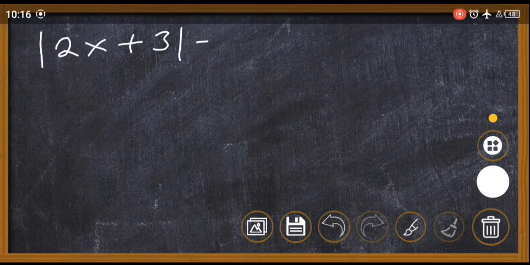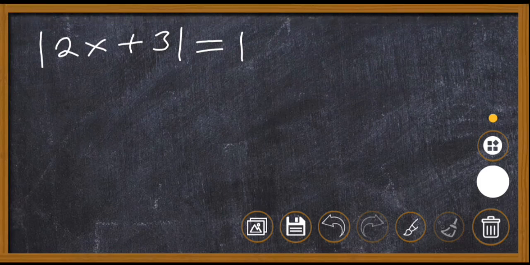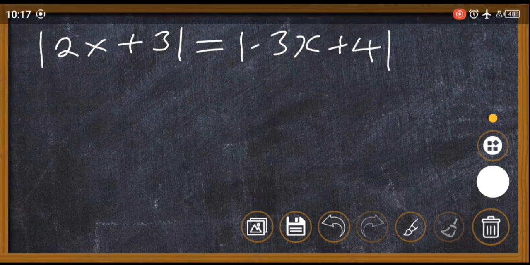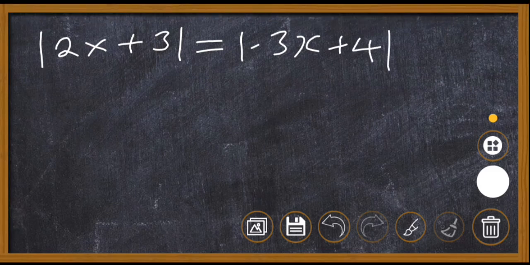Now, let's say you have been given more than 1 modulus function. Let's say you have the modulus of 2x plus 3 equals another modulus function, in this case the modulus of negative 3x plus 4. So how can we go about this one? The same concept applies. Firstly, you write the positive of this value, and then secondly, you write the negative of this value.